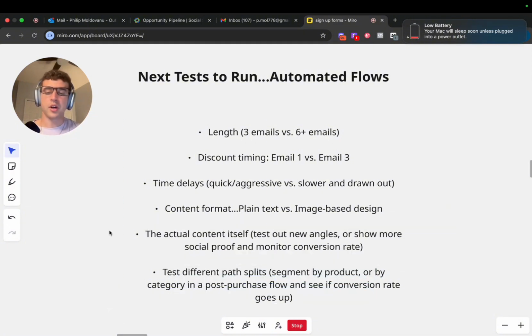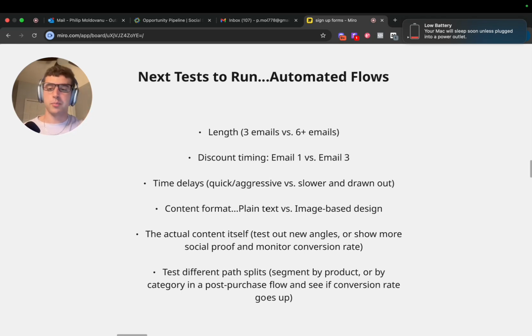A lot of the times we've actually found increased performance by segmenting in our flows by product, by category. For example, in a post-purchase flow, something we do very often is, if someone has a certain type of product in their cart, we'll show them in the emails something very related or very complementary to that specific product or to that specific category, right? So you want to test having these splits in the actual flows.